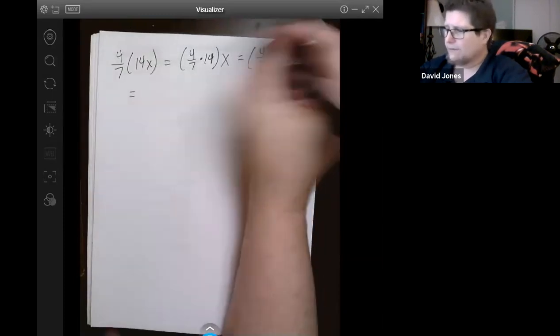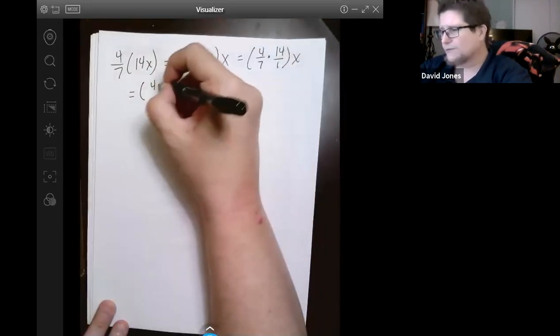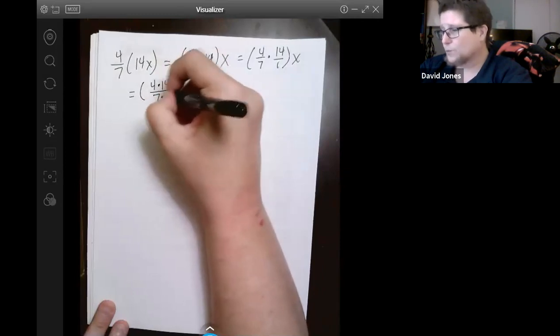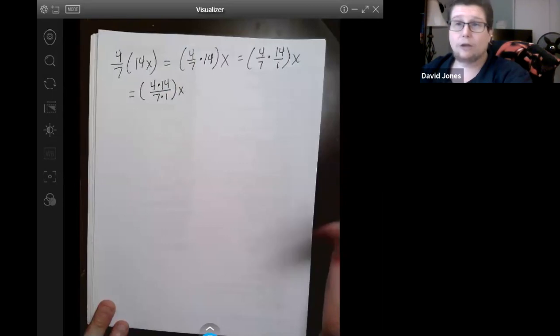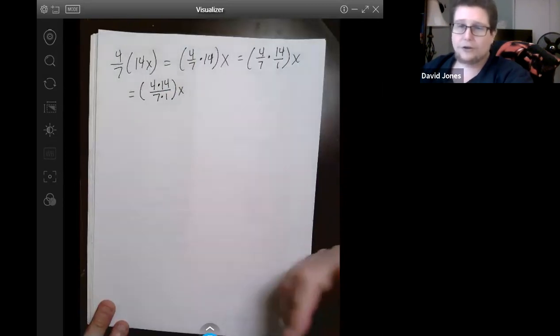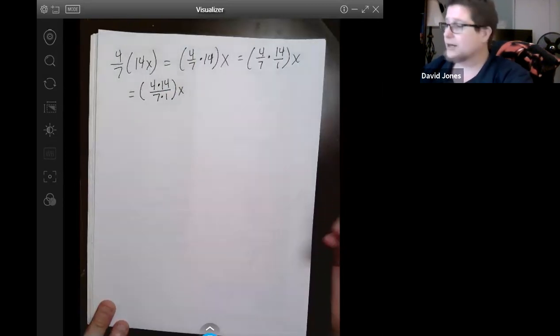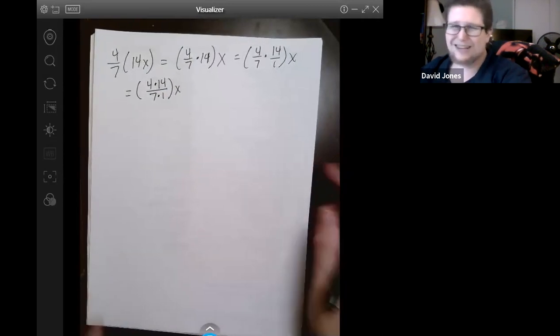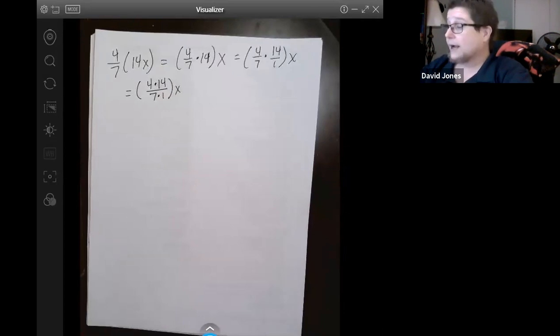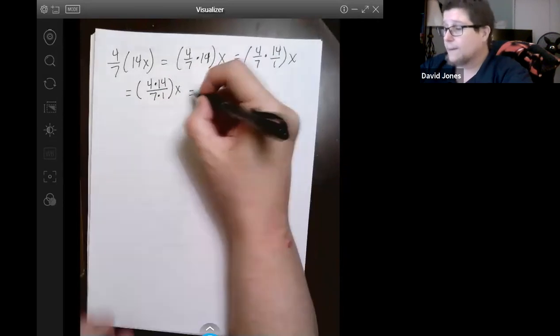Now, what that means is 4 times 14 over 7 times 1, x. When you have two fractions multiplied together, you multiply the top, which is called the numerator, and the bottom, which is called the denominator. Top and bottom are shorter to say and easier to write, so I use top and bottom a lot. That's effectively what's going on.